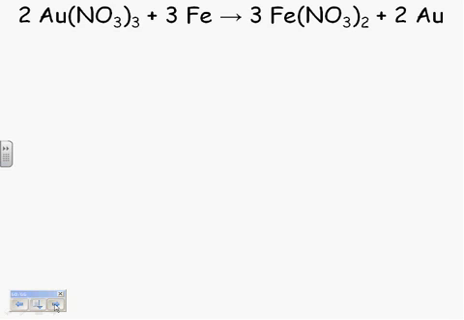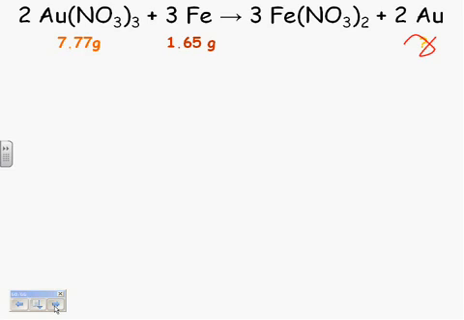We are going to take gold nitrate and do a single replacement reaction. The iron is going to go in and replace gold in gold nitrate, making iron nitrate and regular gold metal. Let's just say we mix together, I don't know, 7.77 grams of gold nitrate and 1.65 grams of iron. And our question is how much gold are we going to get out of that reaction?